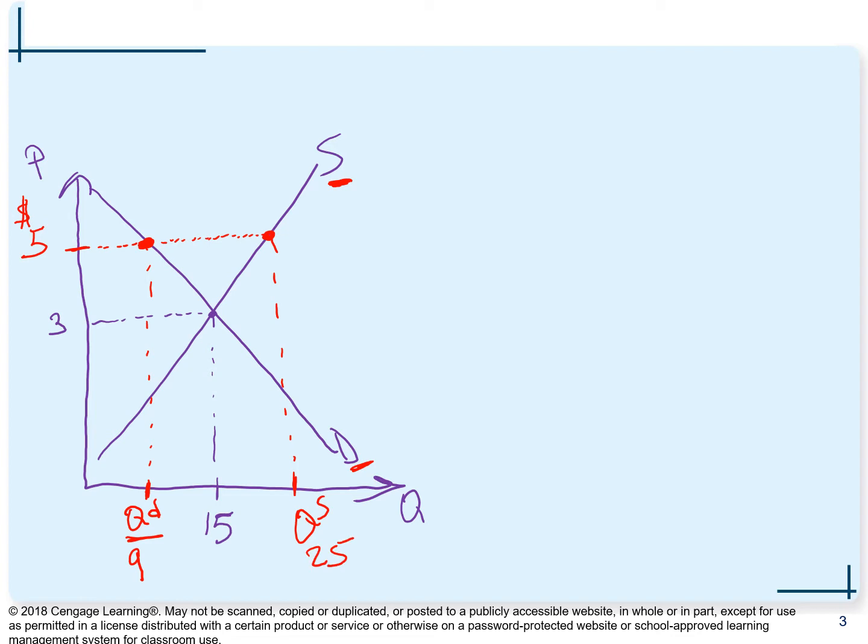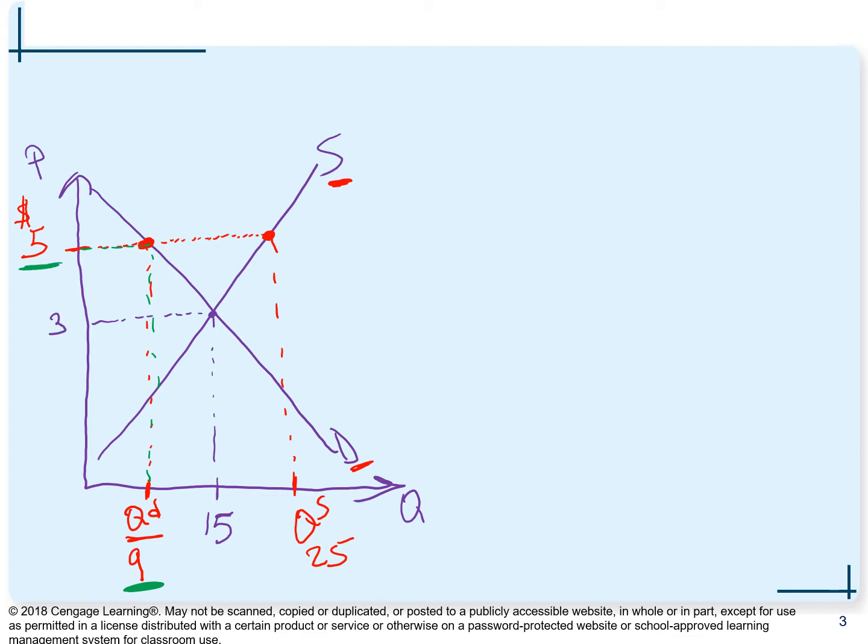So just look at this and try to understand what kind of situation we have on the market. When the price is high, higher than equilibrium, remember, when the price is high, we are the buyers. Do we want to buy a lot or a little bit of goods? We want to buy a little bit of goods, isn't it? We want to buy only 9 units because the price is too high.